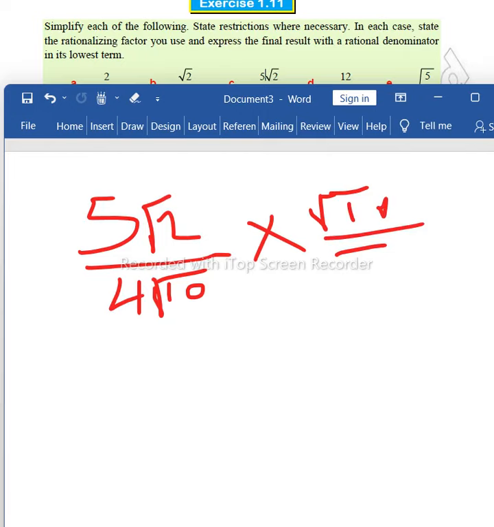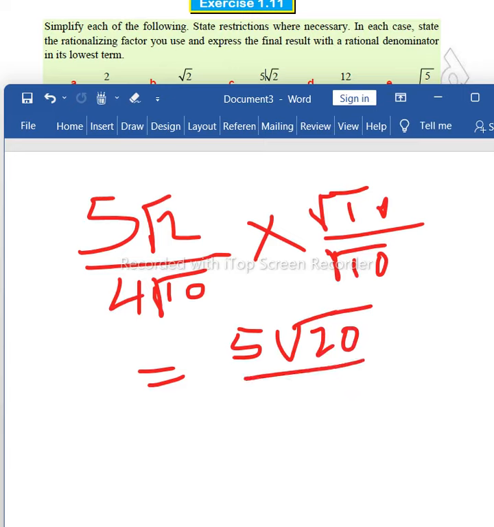So square root of 10 over square root of 10. We have to multiply this with this. After simplifying, we have 5 square root of 2 times 10, which is 20, over 4 times 10 times square root of 10 times square root of 10, which is square root of 100.